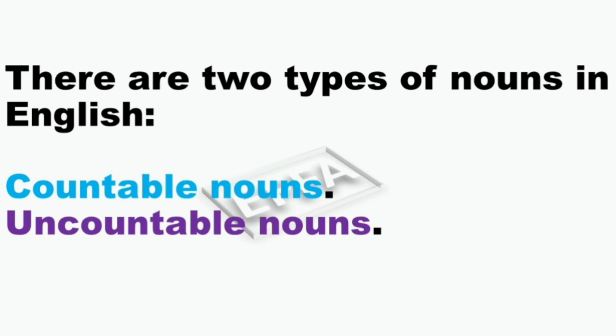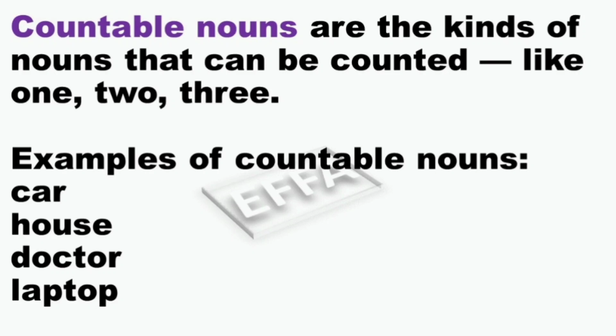Dear friends, there are two types of nouns in English: countable nouns and uncountable nouns. Let's begin by talking about countable nouns. Dear friends, countable nouns are the kinds of nouns that can be counted, like one, two, three. And when they are counted, they can also be made plural.